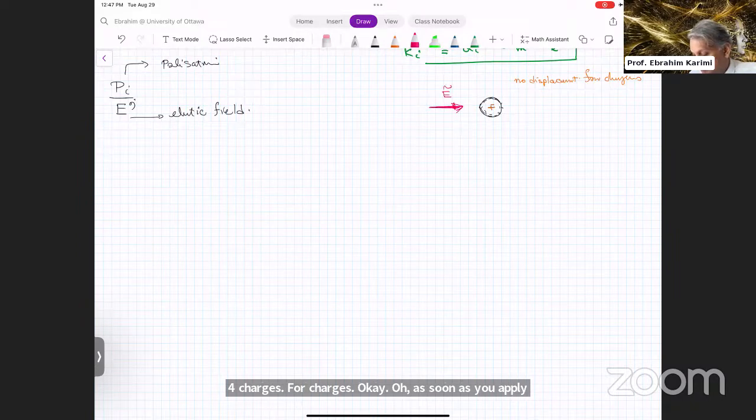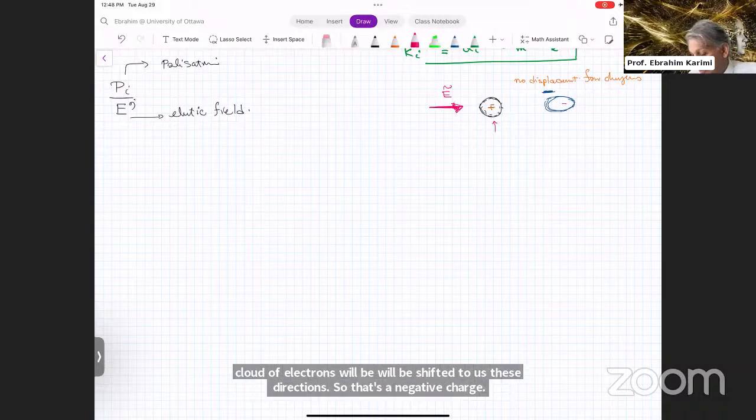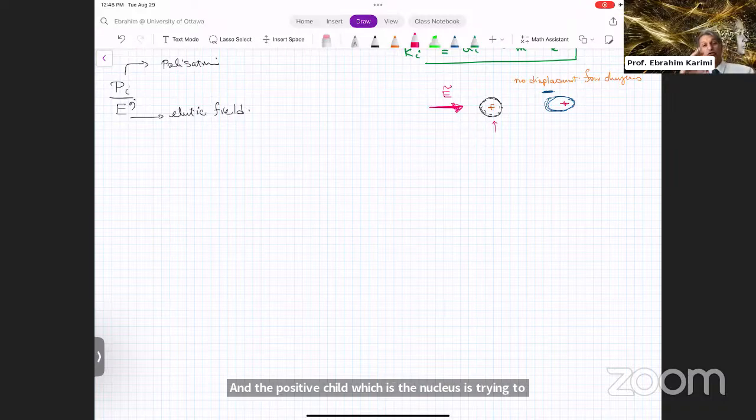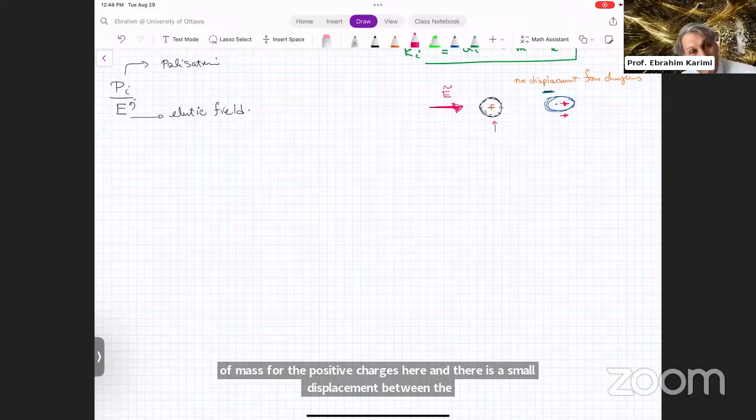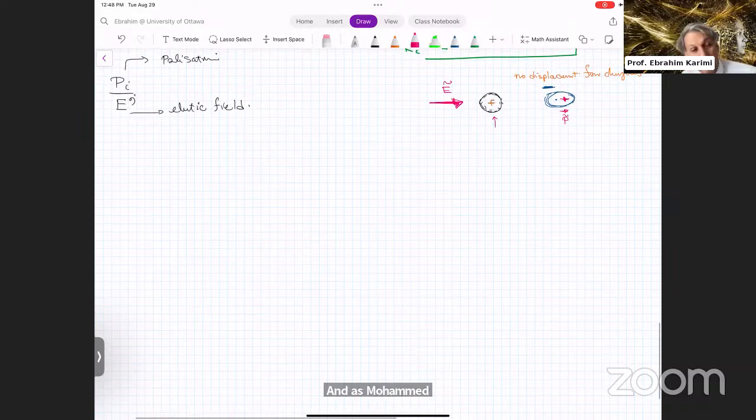what happens? This charge, which was perfectly symmetric, now changes in this way. The cloud of electrons will be shifted towards this direction, since that's a negative charge. And the positive charge, which is the nucleus, is trying to escape, so it goes to the other side. You distort the symmetric situation. By the way, the shell considered is an S shell, so it's an easy example. As a consequence, the center of mass for the negative charge is here, the center of mass for the positive charge is here, and there is a small displacement between the two. And as Mohammed mentioned, a dipole is created here. I call it P.